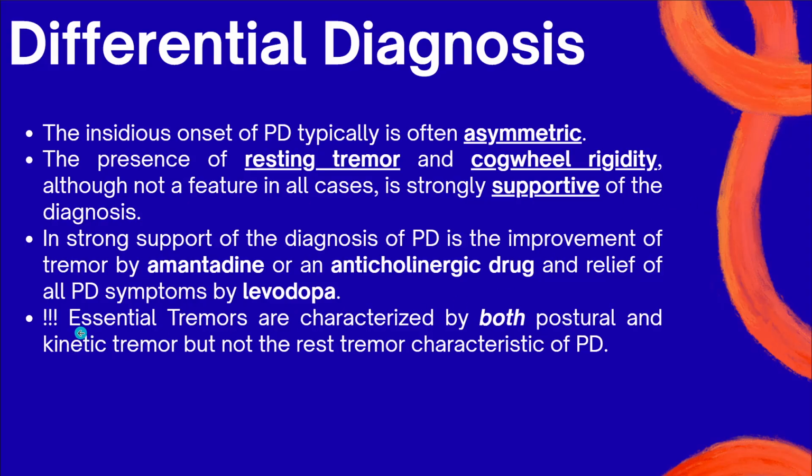Again, as I've mentioned in the previous lectures, essential tremor is different from Parkinson's disease, as essential tremors have kinetic tremors, not resting. Parkinson's has the resting. So again, essential, kinetic; Parkinson's, resting.